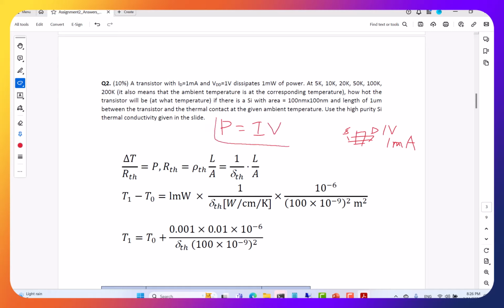And you should know that. Power is just the total current times the terminal voltage. You should know that.